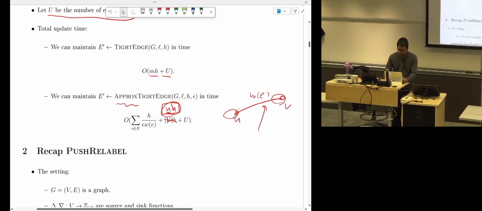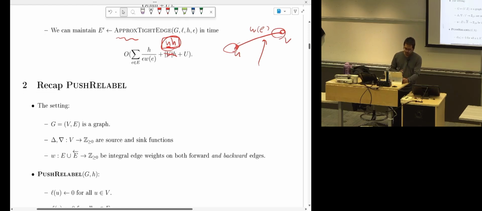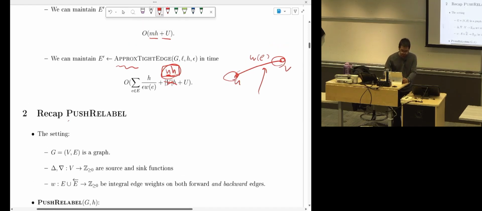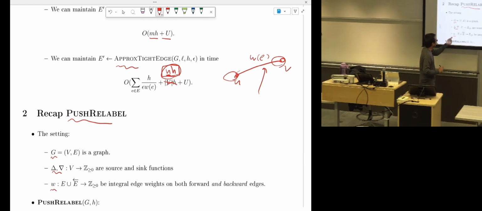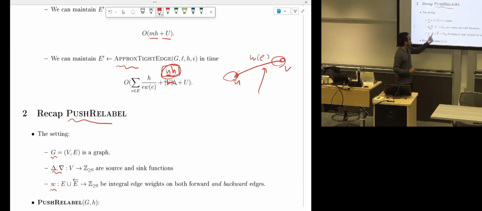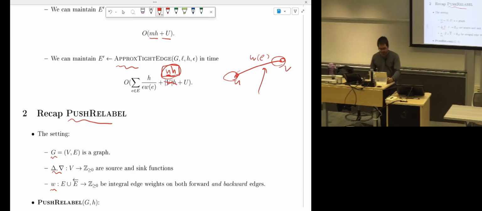So that's the tight edge data structure. Let me recap push Relabel too. We have a graph, and we have a source and sink function. Let's say now that I have a weight for both the forward edge and the backward edge. Why do I have the weight for the backward one? Because in the algorithm we will work with the residual graph, and the residual graph will not have just the forward edge; it will have the backward edge too. So we assign a weight to the backward one as well.